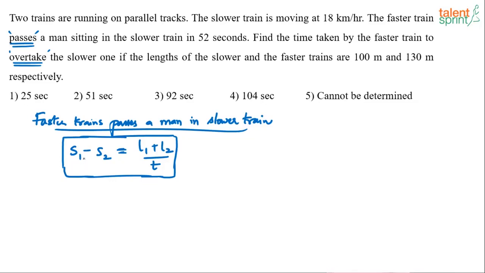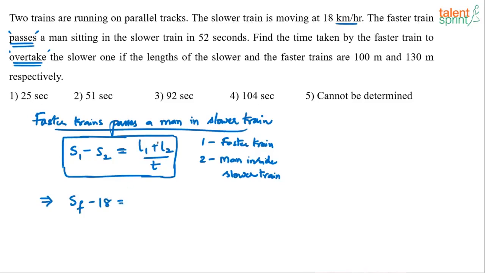Now the point is, what is the first body here? See, 1 indicates the faster train, and 2 indicates the man in the slower train. Man inside the slower train. Be very careful. 2 refers to the man inside the slower train. Now substitute the values. S1 is the speed of the faster train. What is the speed of the faster train? That we do not know. So let's say the speed of the faster train is SF, minus the speed of the slower train, 18 kilometers per hour, equals L1 plus L2 by T.